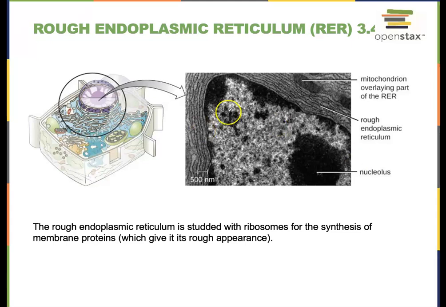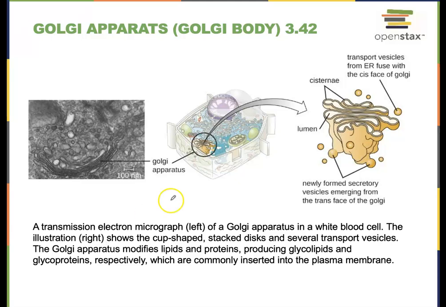All right, so this is just a blow up of the rough ER, studded with ribosomes for synthesis of membrane proteins. So something that goes up to the membrane or is secreted out is what the rough ER does. The Golgi body or the Golgi apparatus, I misspelled that, but it is that series of flattened sacs. You have an in and an out. So we have transport vesicles from the ER. Don't worry about the cis face or the trans face, but you'll fuse.